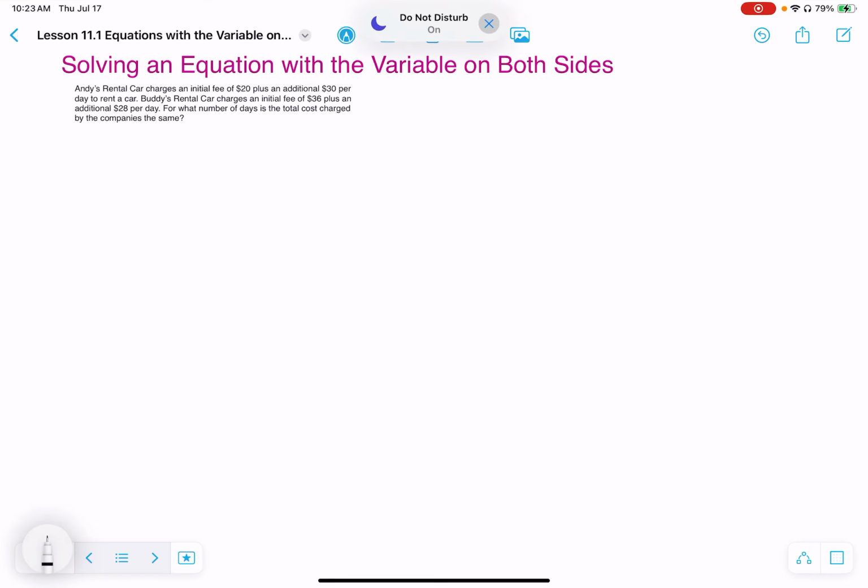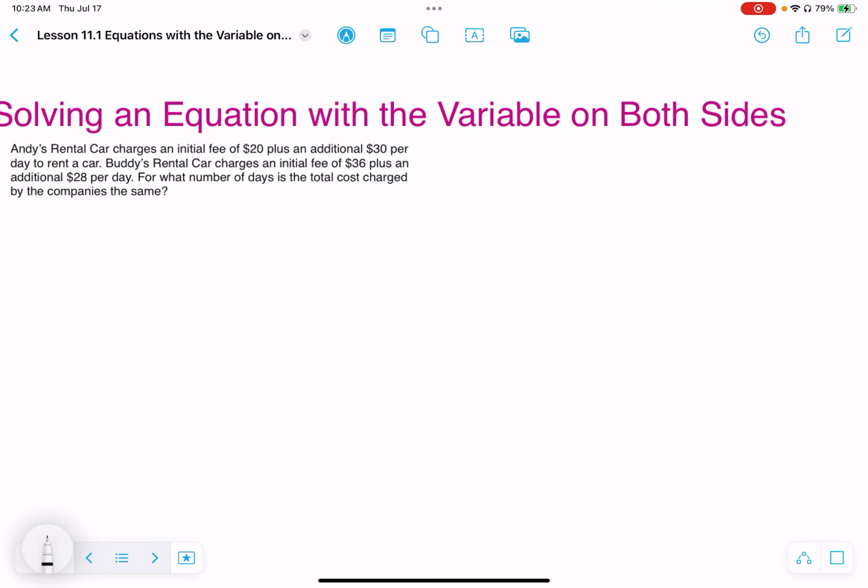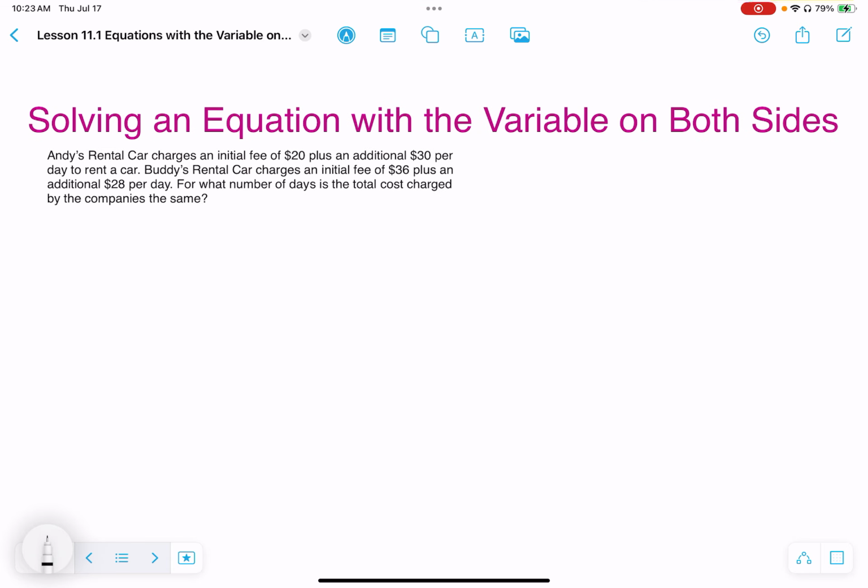So, one thing that we've spent some time doing is solving a system of equations, and that is a problem where you've got two different equations and you want to find the value where they are equal. And so far, the way that we have solved these is by graphing. And what I want to show you right now is how to solve them without graphing.